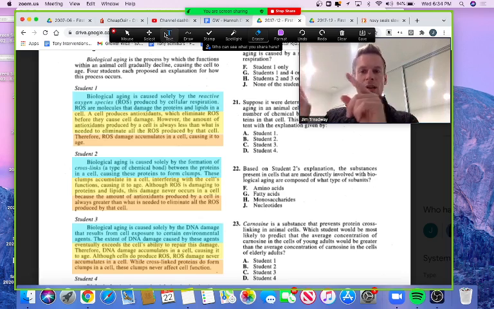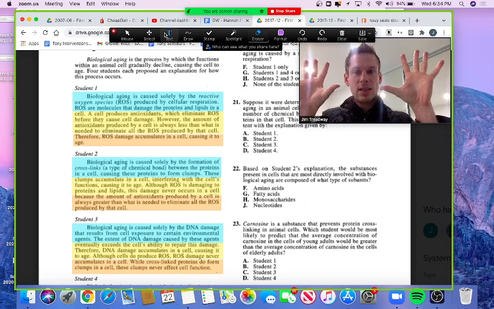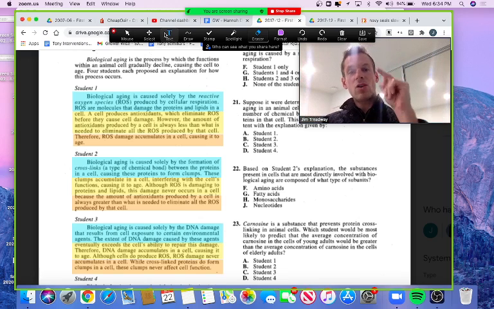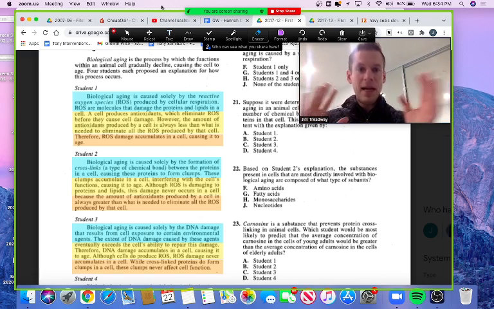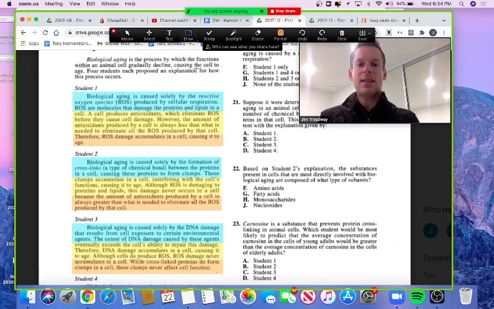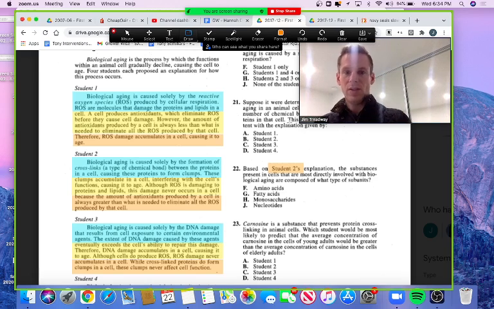So that's how you approach these passages. Go through the intro, underlining and circling what really lays out what the debate is, and go through the students trying to see where they agree and disagree with each other. And then you're going to get to the questions. Now, the map phrases on these passages are the particular students that we're talking about, a student or a scientist. So if it says based on student 2's explanation, you're going to go back and start looking for your research phrases in student 2.